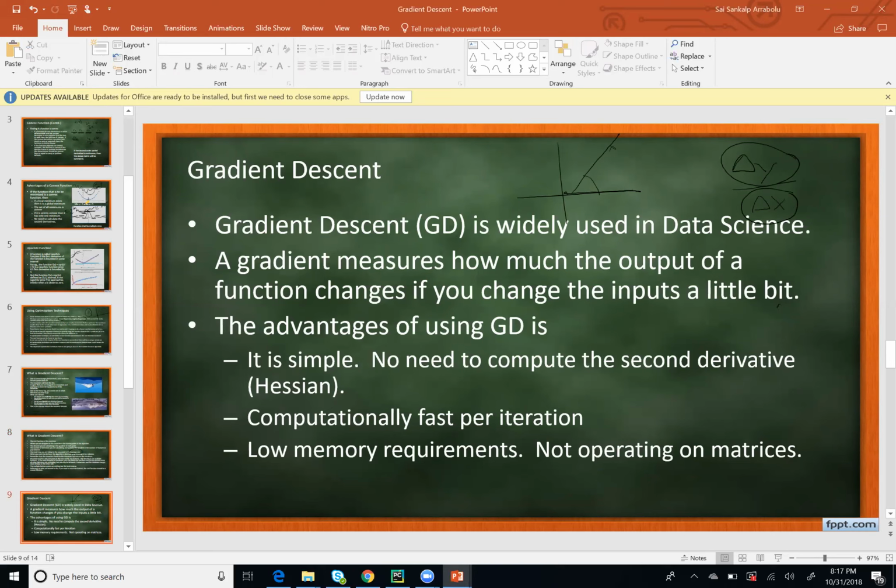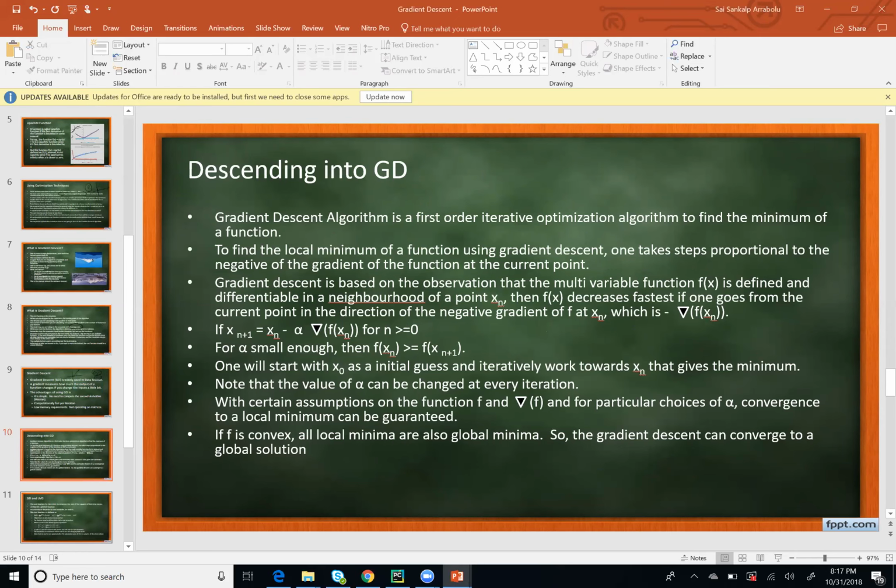The advantages of gradient descent are very simple. It's computationally fast per iteration, with low memory requirements. That's why it has become really popular in data science. So let's look at how it is basically done. It's exactly how you update your weights. Gradient descent is a first order iterative optimization algorithm to find the minimum of a function. To find a local minimum using gradient descent, one takes steps proportional to the negative of the gradient, because you want to go to the point where your slope is minimum, right?